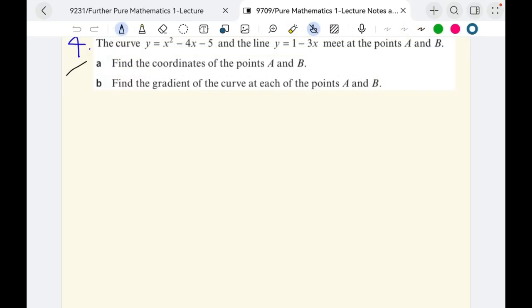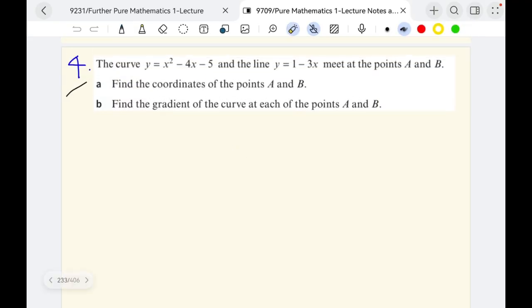Alright, let's proceed to the next question, which is question 4. Okay, it's under the coursebook. The curve y equals x squared minus 4x minus 5 and the line y equals 1 minus 3x meet at the points A and B. So which means that between the curve and the line, there are two intersection points. Find the coordinates of the points A and B. So this part means that you have to find the two coordinates of intersection.